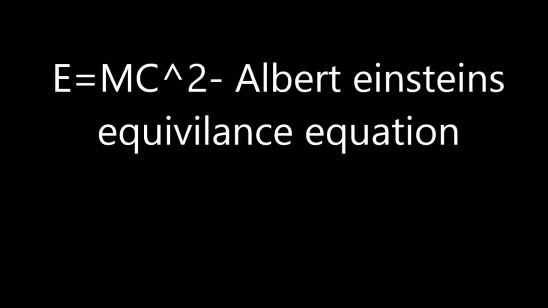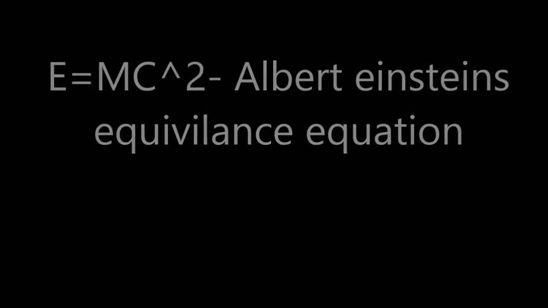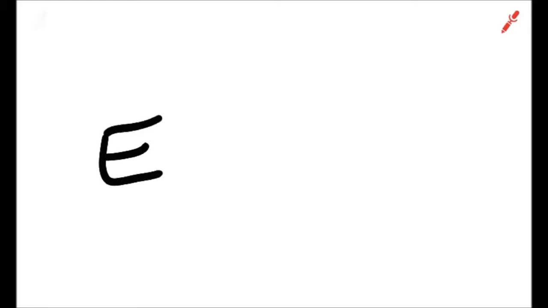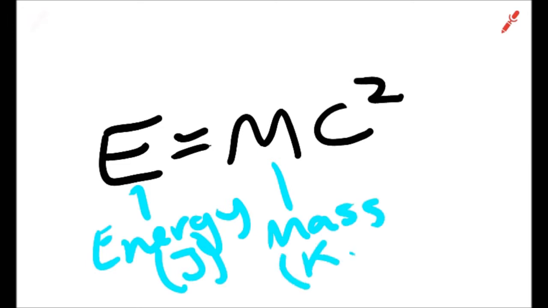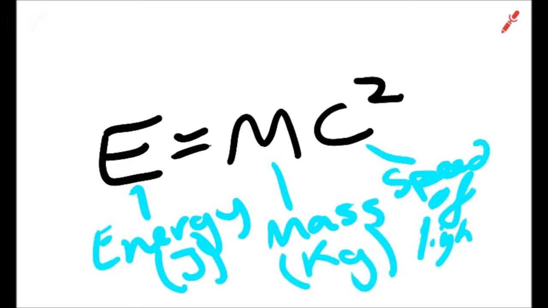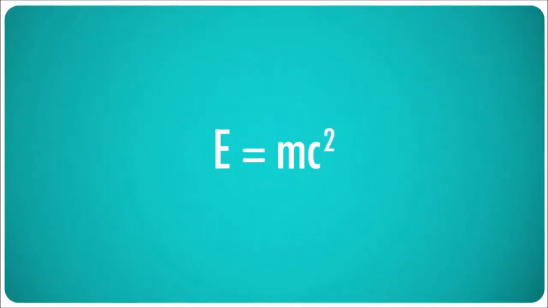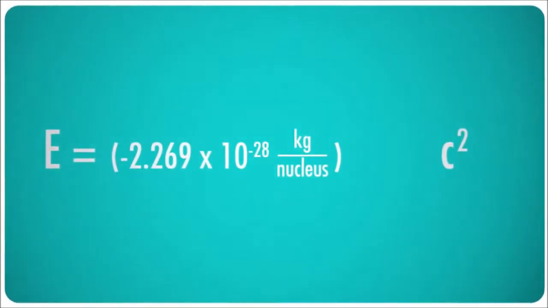This energy is known as the binding energy, the energy required to bind the nucleons within the nucleus. This can be calculated using the equation E equals mc squared: energy in joules, mass in kilograms, speed of light in meters per second. Using the equation on screen, we can find the binding energy of one nucleus of oxygen.